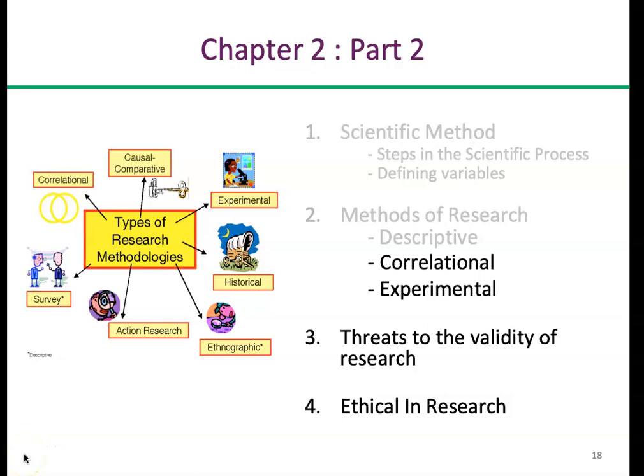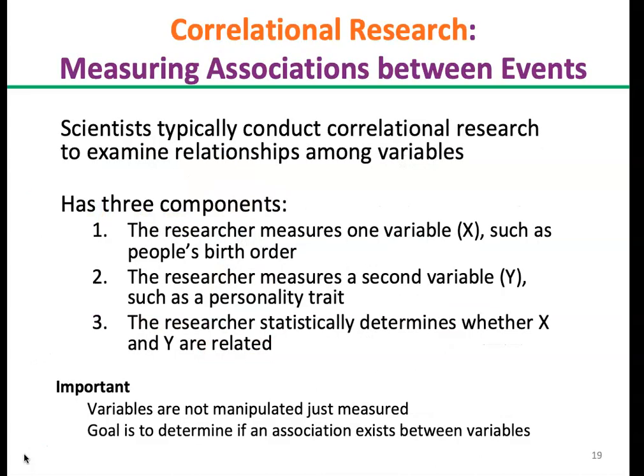So in the second part of chapter 2, we're going to pick up where we left off. Just finished up descriptive research, and now we're going to go into correlational research. So correlational research is about measuring the relationships among variables.